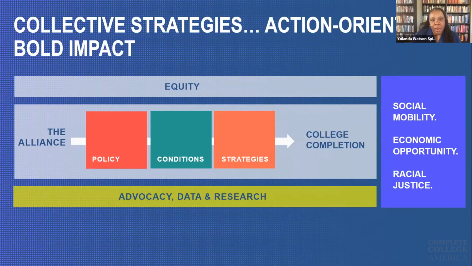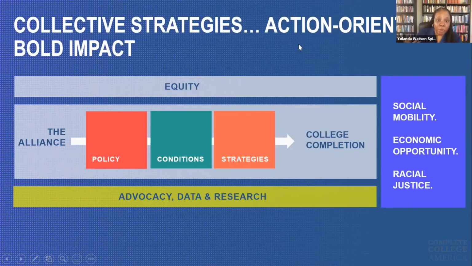But as you can see, it's undergirded by our advocacy, data, and research, and then it's overgirded by our equity. And so everything that we do is all in service of college completion, but also it's beyond completion, right? So it's also about what those employment sector outcomes look like in service of the ultimate highest goal being about social mobility for students of color, for students who have been historically marginalized and historically minoritized. It's about economic opportunity for those students. And ultimately, that's in service of a racial justice agenda. And so CCA is not operating in silos in terms of the work that we do.